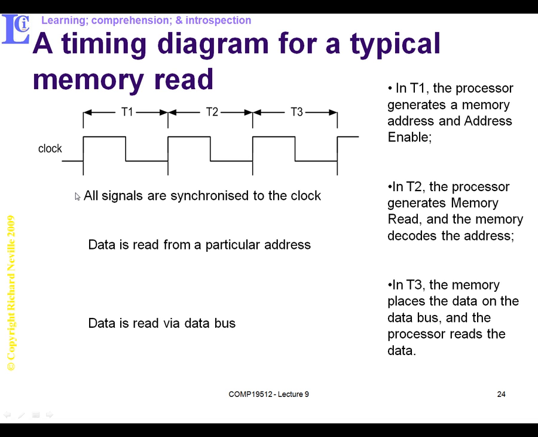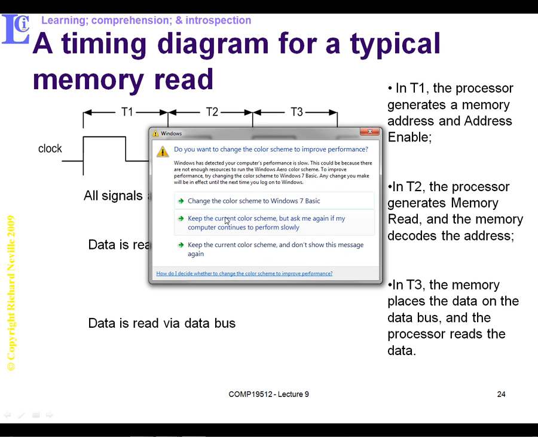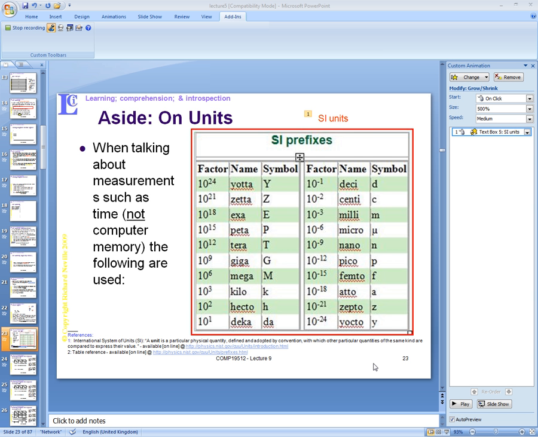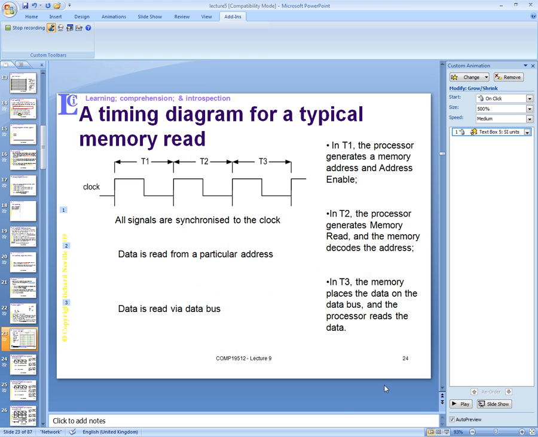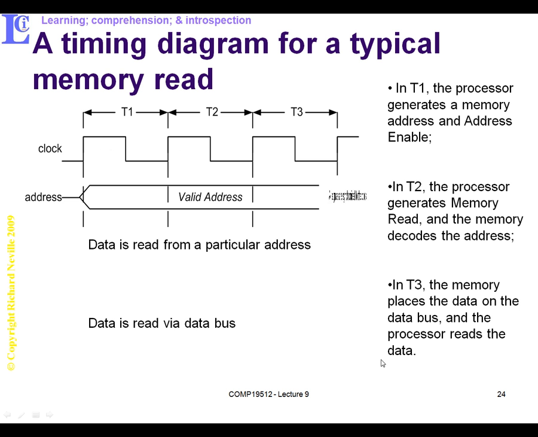Now let's go through them one at a time. First, here it highlights every single signal we're going to see below is synchronized to the clock. Let's look at the first signal. So the first signal then is where in T1 the processor places on the address bus a valid address, but the memory doesn't know yet. So that's the first step of operation to undertaking a memory read.